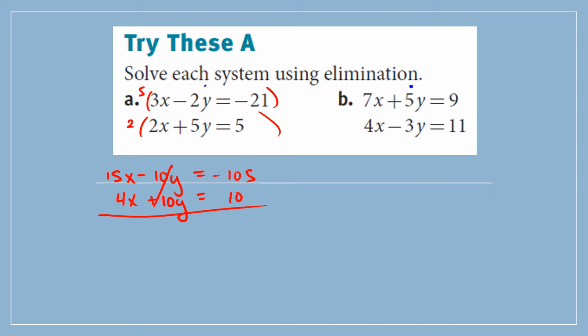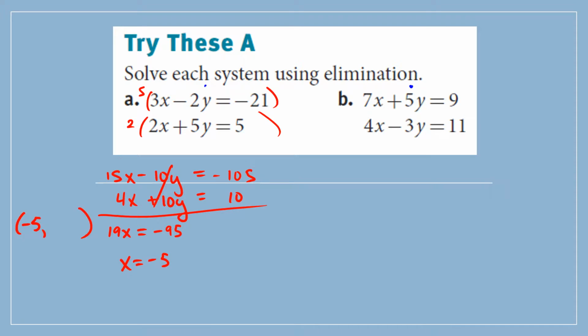So when I eliminate the y's, I'm going to get 19x equals negative 95. And then when I divide by 19, I'm going to get x equals negative 5. Then I've got to plug it back into one of the equations. I'll just use the first one to find out what y is. So I know x is negative 5.